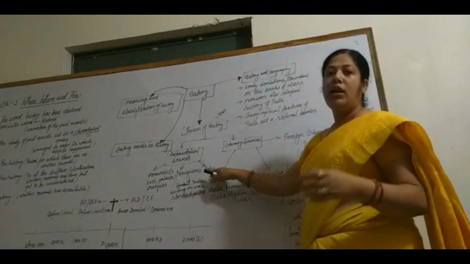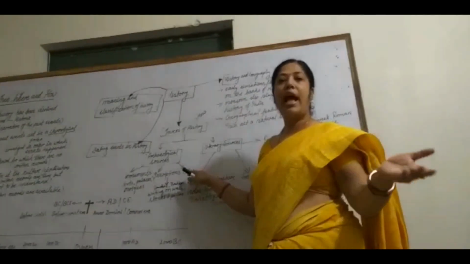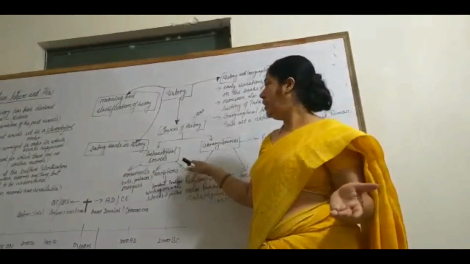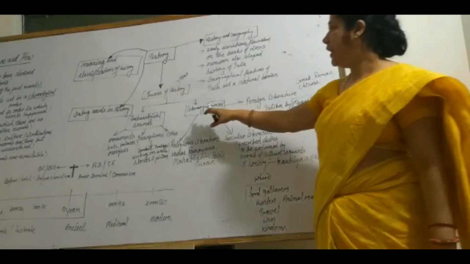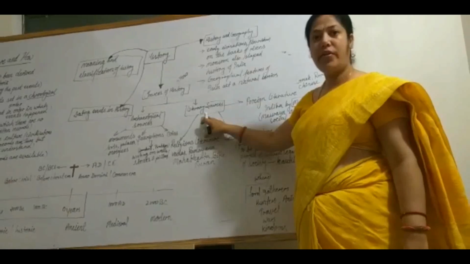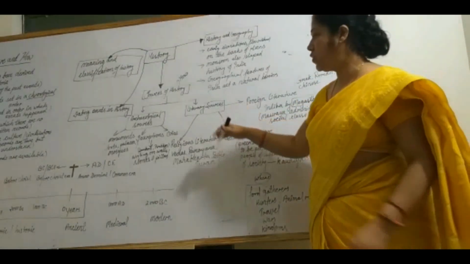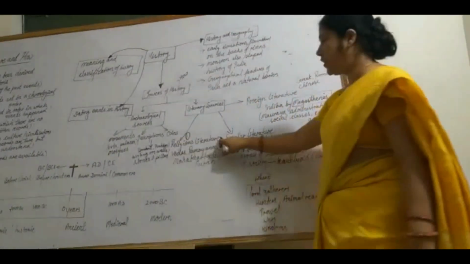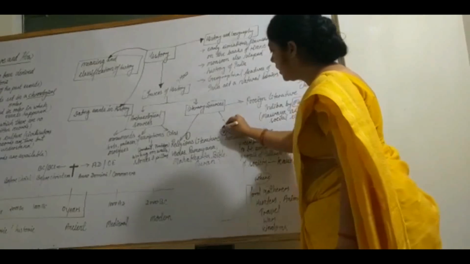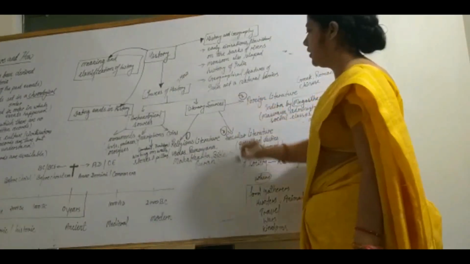Now the coins. You have seen the dinars, the golden coins, the bronze coins and the copper coins. So these come under coins. Okay. And the second source is the literary part. It is also divided into three important parts. The first one is religious literature, the second is secular literature, and the third is foreign literature.